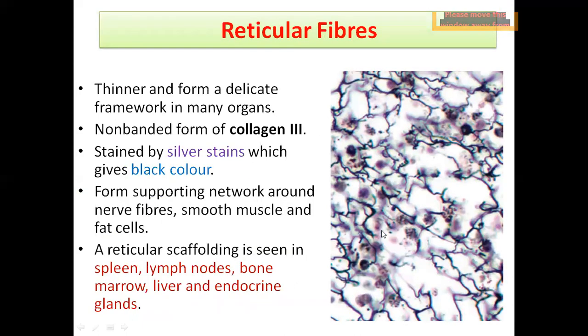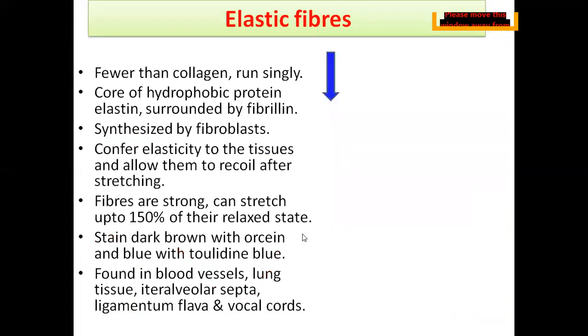Then we have reticular fibers, which are thinner and form a delicate framework in many organs. They are the non-banded form of collagen 3. They are stained by special stains like silver stains, which give them black color, as you can see here. They form a supporting network around nerve fibers, smooth muscles and fat cells. Reticular scaffolding is seen in spleen, lymph node, bone marrow, liver and endocrine glands.